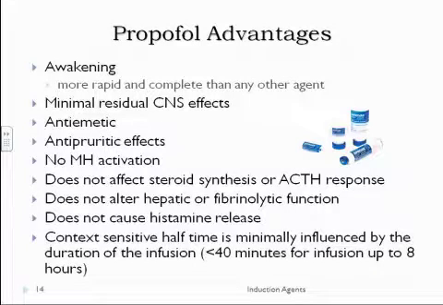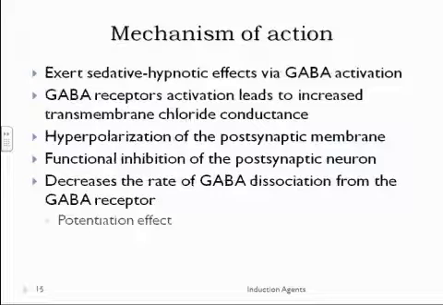suppression for long term. The mechanism of action of all these agents, at least for etomidate and Diprovan, is GABA activation. It exerts GABA agonist activity and increases the transmembrane chloride conduction, very much similar to benzodiazepines and barbiturates. They actually are working in the same receptor site. They hyperpolarize the postsynaptic membrane by this increase in chloride conduction, and they basically functionally inhibit the postsynaptic neuron.